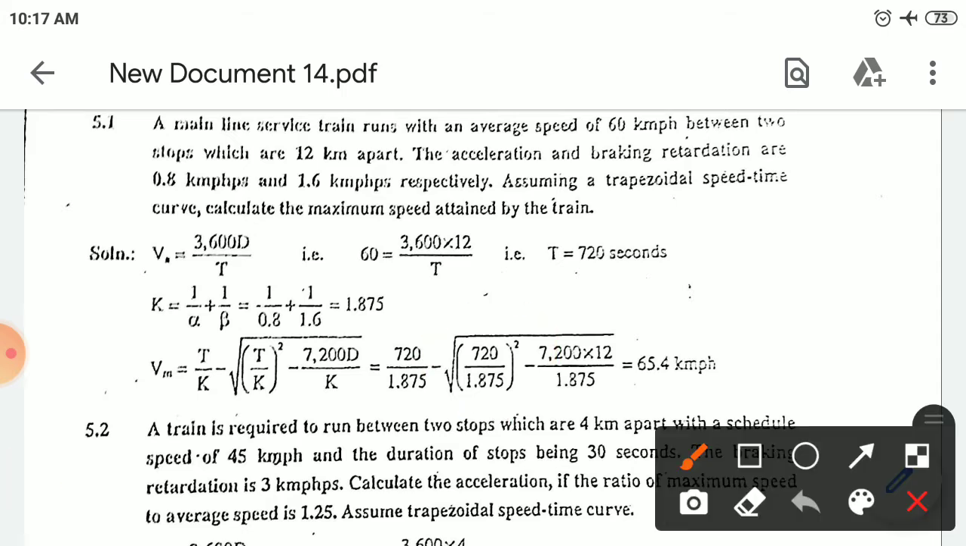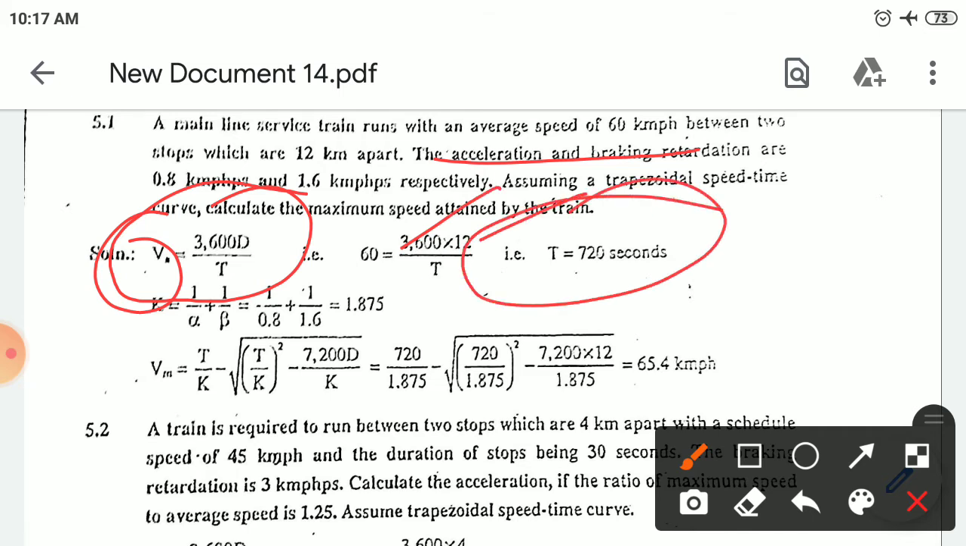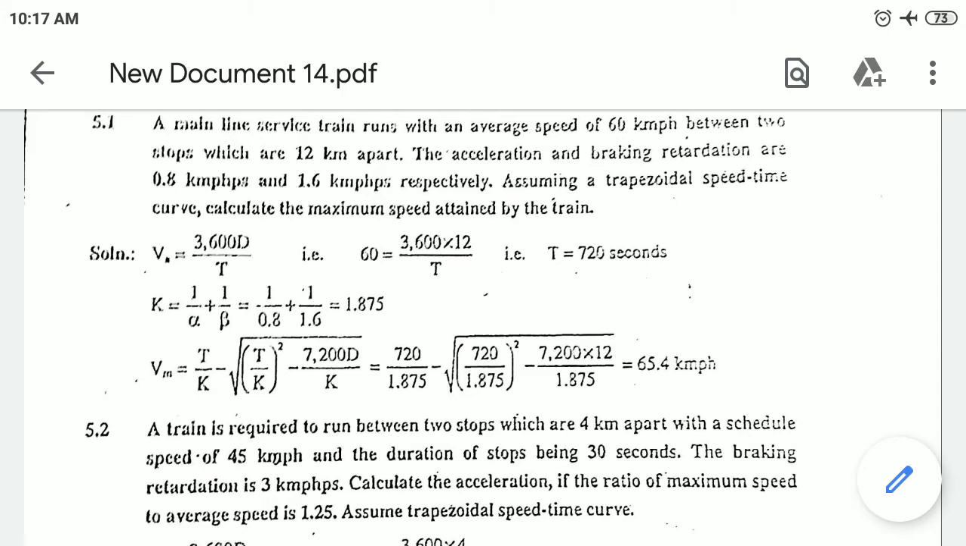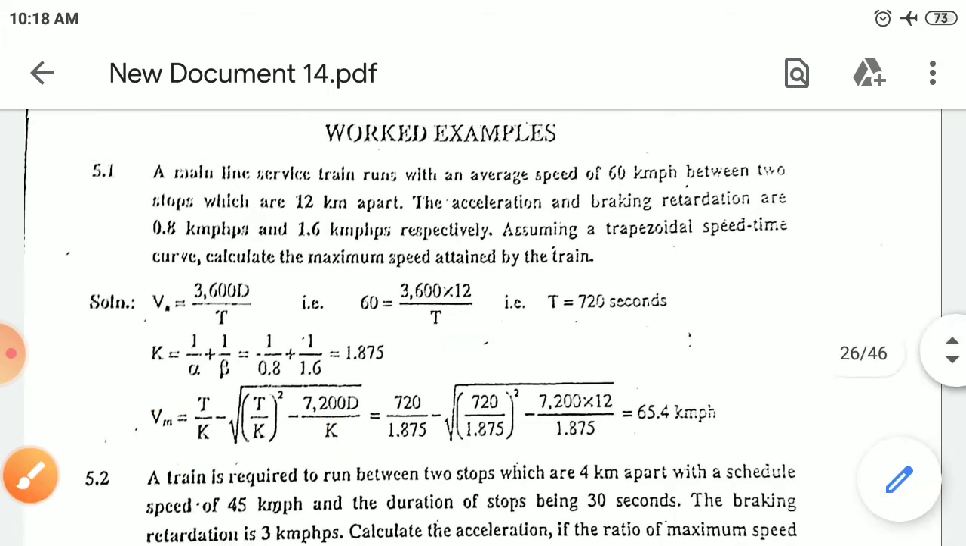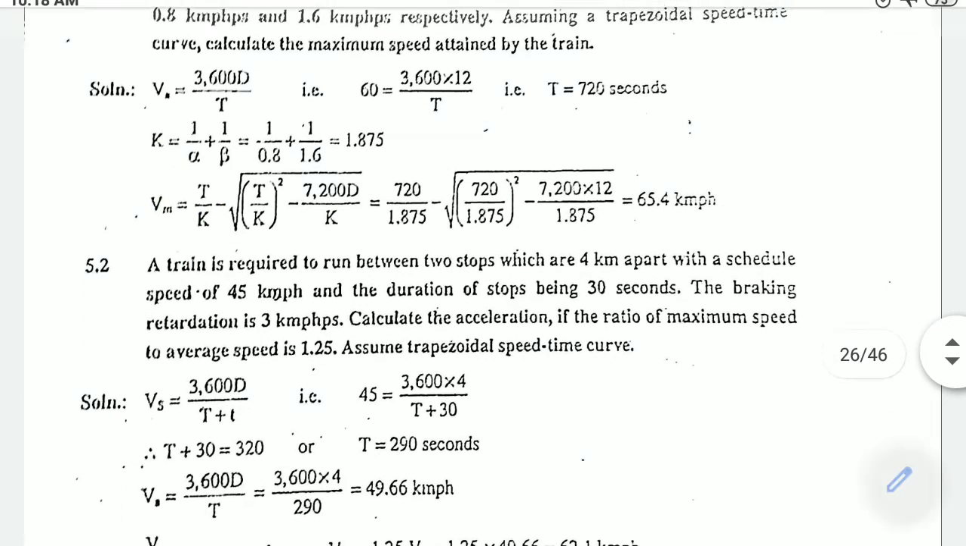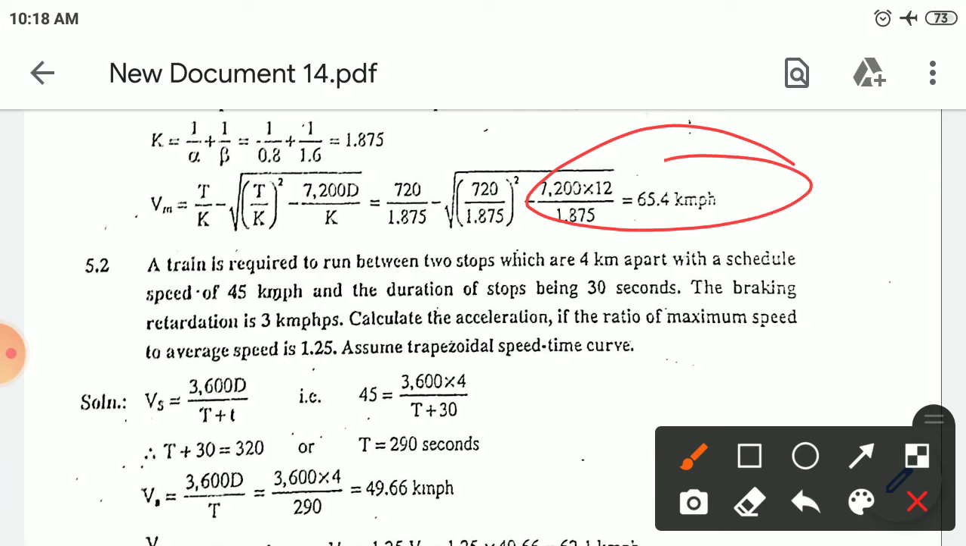Here VA is equal to 3600 D divided by T, also from the derivations. VA is given as 60, so the average speed is 60. From that you can calculate T is equal to 720 seconds. X is 1 by alpha plus 1 by beta, so you'll get X is equal to 1.875. Substitute all the parameters in this equation, and you will arrive at around 65.4 kilometers per hour as the maximum speed of the train.